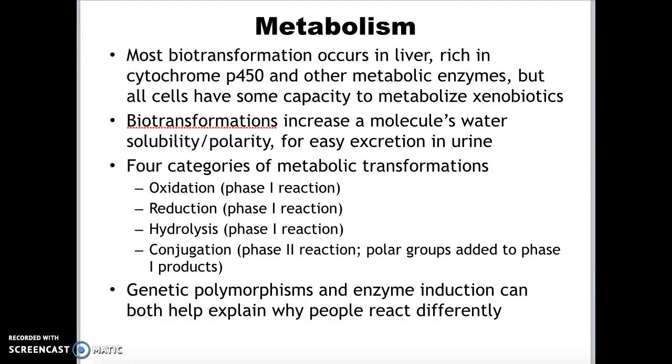To make a chemical very water soluble, there are two phases of metabolism. There are phase 1 reactions and phase 2 reactions. Phase 1 reactions are often meant to make a chemical more reactive. So it's often oxidation, reduction, or hydrolysis, something that adds a functional group. And phase 2 reaction is conjugation. That's where a sugar or some other larger molecule can be added to make the chemical more water soluble.